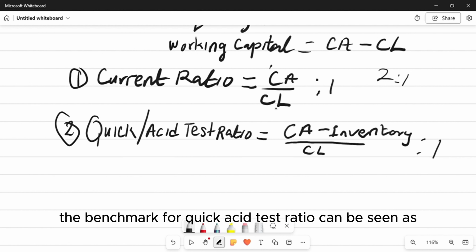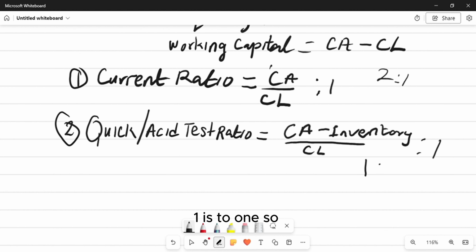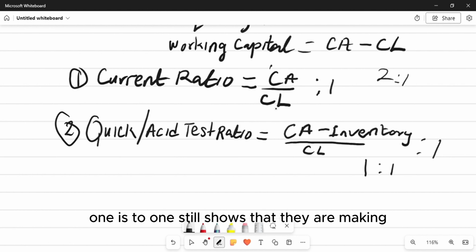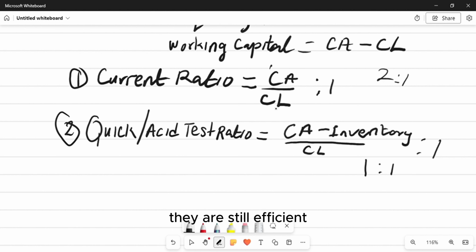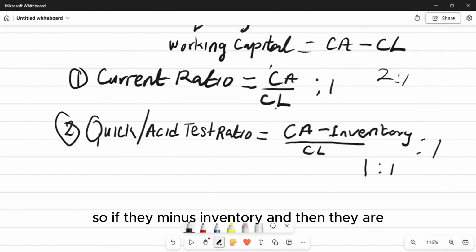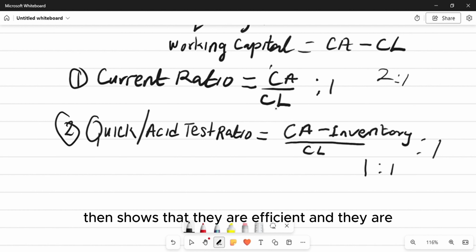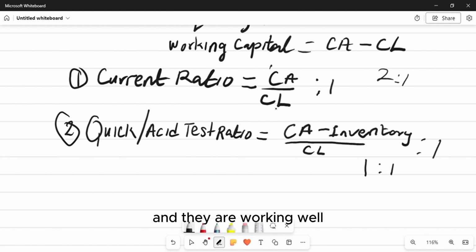And then the benchmark for the quick or acid test ratio can be seen as 1 is to 1. I don't think there's an appropriate actual benchmark, but 1 is to 1 is the most acceptable because after deducting inventory, 1 is to 1 still shows that they are efficient. So if they deduct inventory and their acid test ratio is still within this 1 is to 1, then it shows that they are efficient and working well.